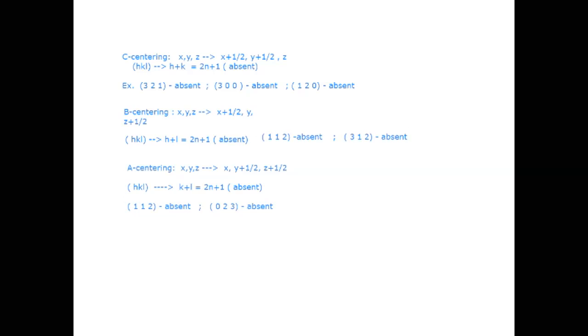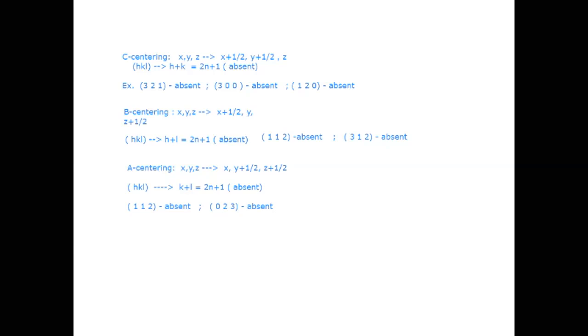So with centering, you have to look at the HKL indices that contain the H, the K, and the L, and you're looking at whether or not whatever you translate along, those two indices added together have to be odd and absent. So that tells you whether you have A centering, B centering, or C centering. We'll talk about face centering and body centering in just a moment. So that's what we discussed last time.